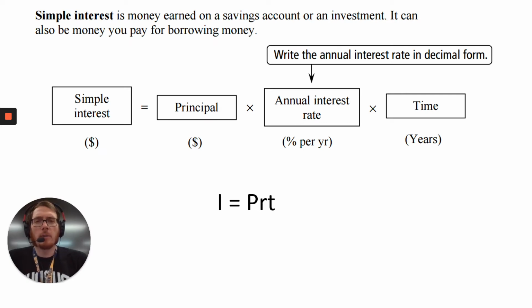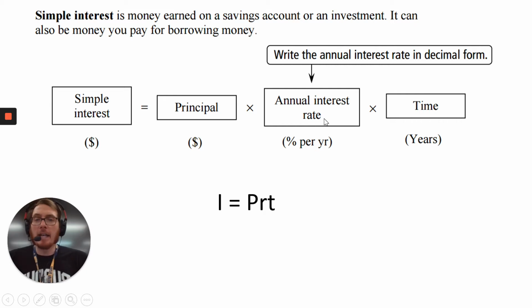Okay, the formula that we're going to use is the simple interest formula. So I represents the interest. Okay, so simple interest equals PRT. P is the principal. Now principal is the amount of money that you invest or have originally in whatever the situation is that we're looking at.